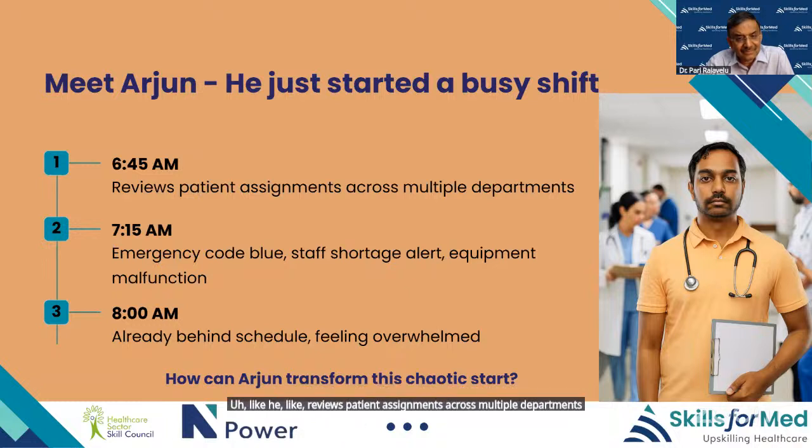At 7:15 a.m. an emergency code blue came up, which is unfortunate, and a staff shortage alert and equipment malfunction. Three major critical things are happening here at 7:15 a.m. At 8 a.m. already behind schedule, feeling overwhelmed. Yes, because a lot of critical things have come up. So how can Arjun transform this chaotic start?